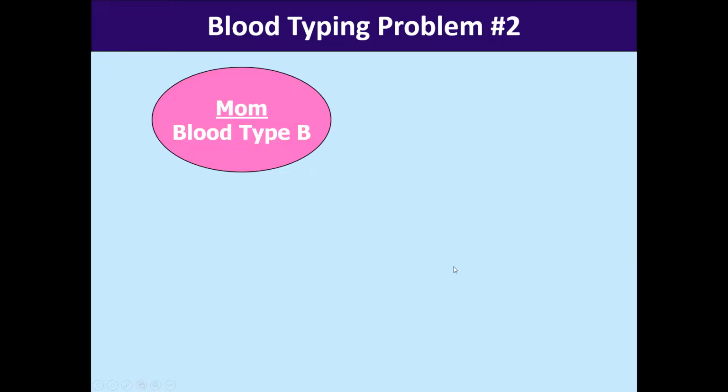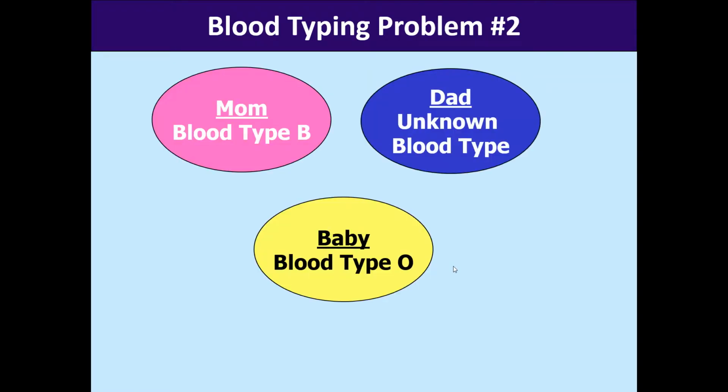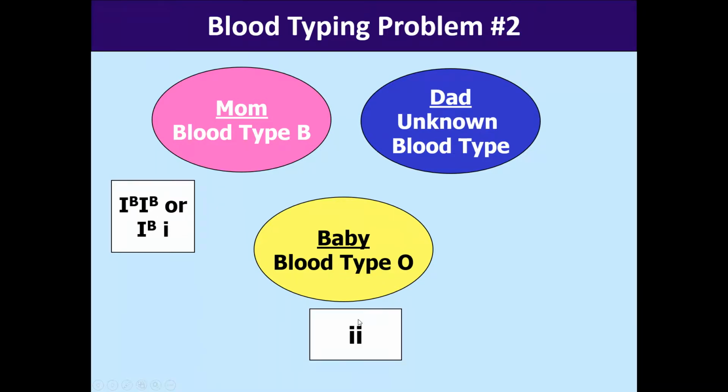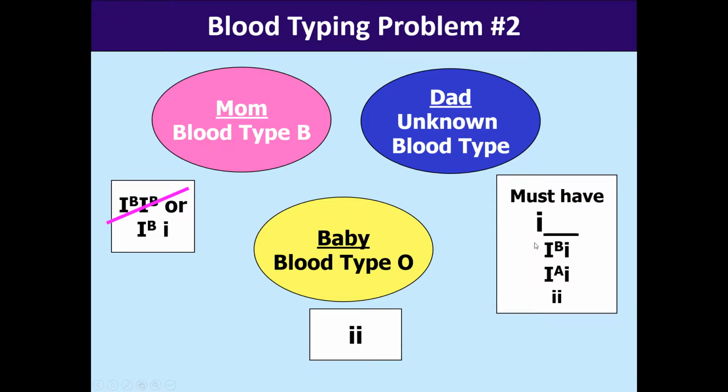Let's try another blood typing problem. This time mom is blood type B, baby is blood type O, so I will write down the 2 types of blood for mom, but we know she has to give the little i to the baby in order for the baby to have 2 little i's in its genotype. Dad also has to have a little i to give to the baby, so he could be IBi, IAi, or have type O blood, 2 little i's.